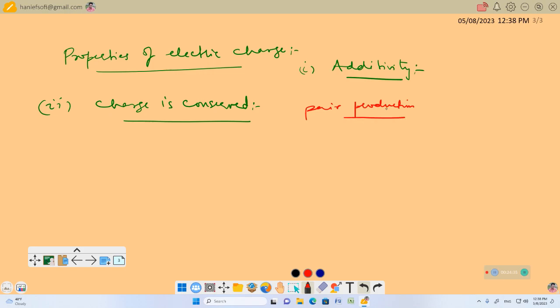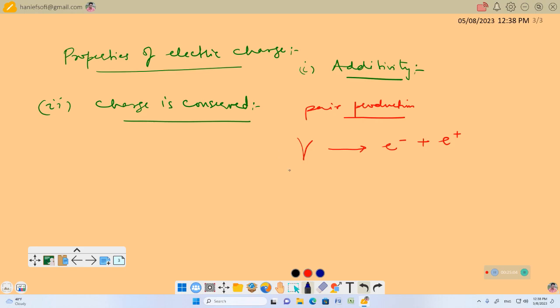It conserves charge in pair production. What happens? A gamma ray photon gives an electron and a positron. Let me write the first reaction clearly. This phenomenon is called pair production because a pair of particles is produced in it.